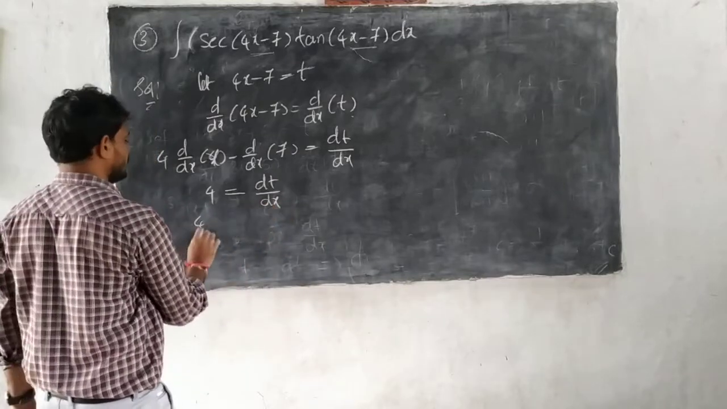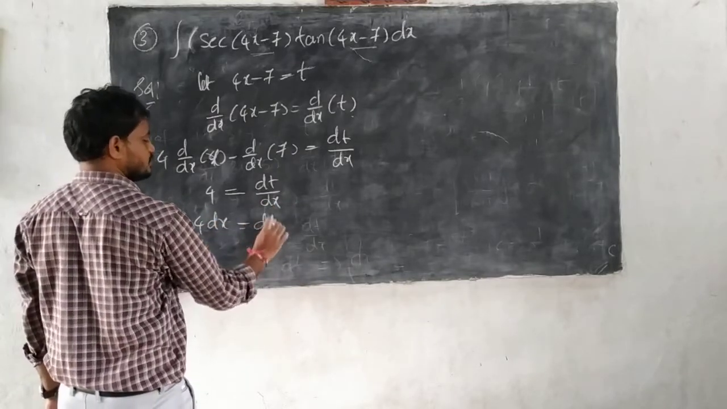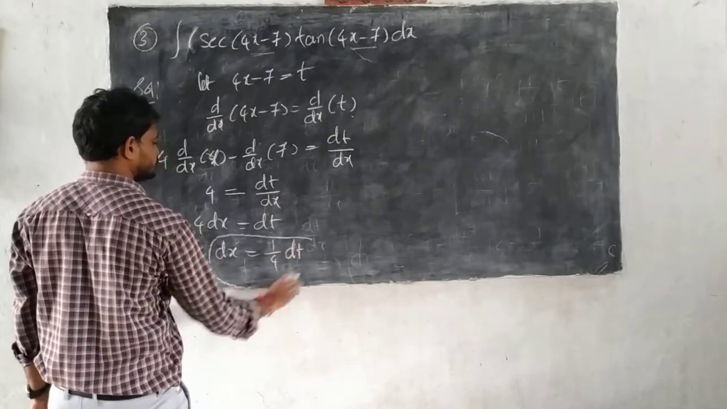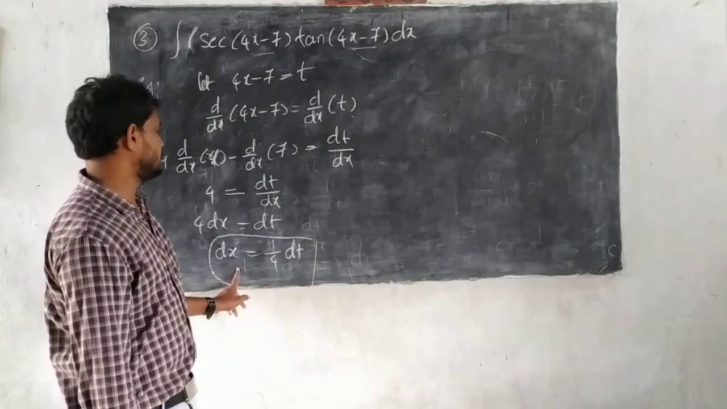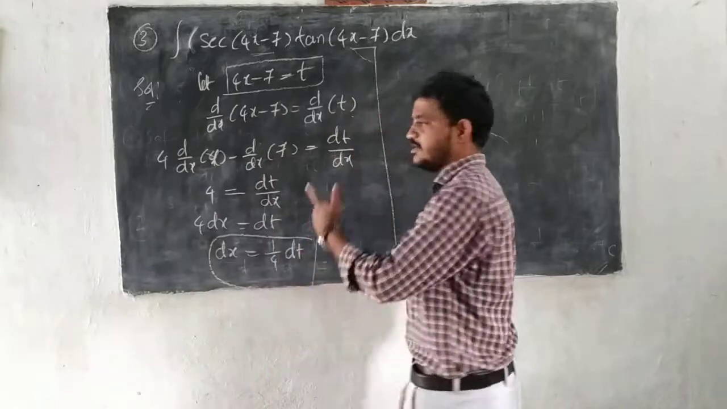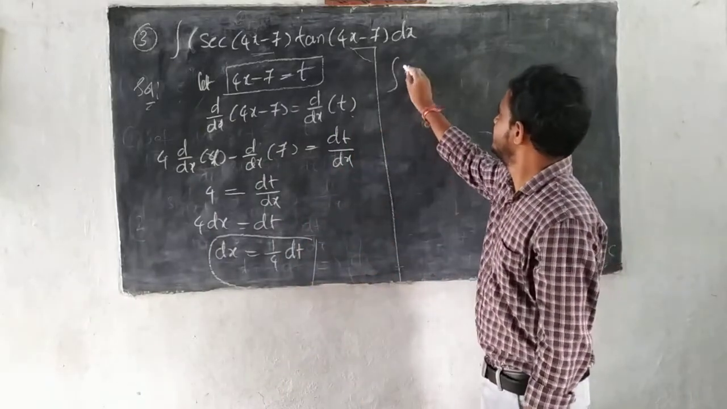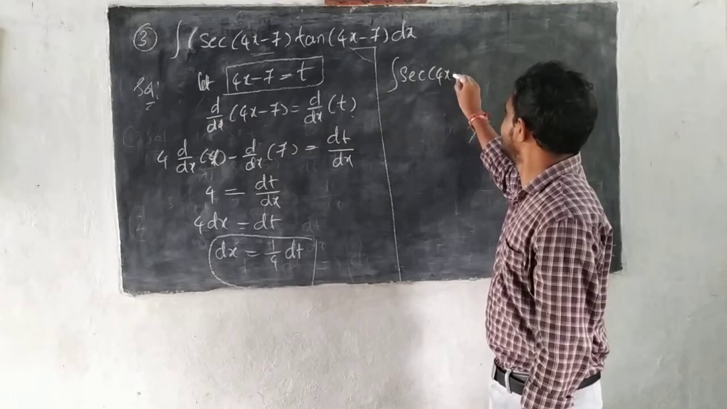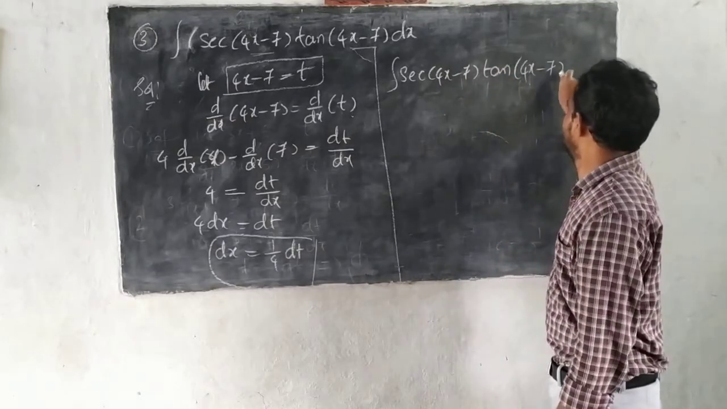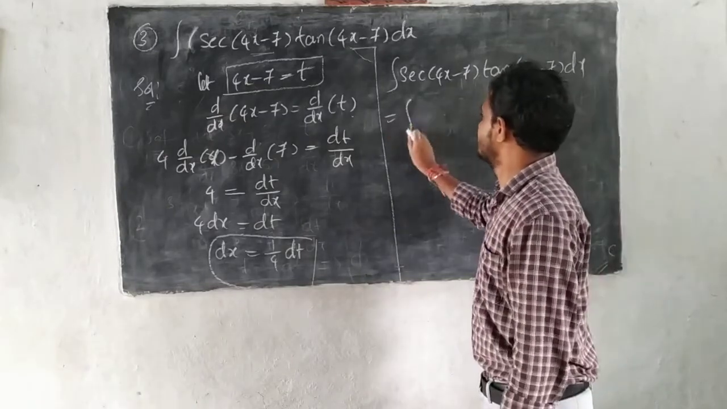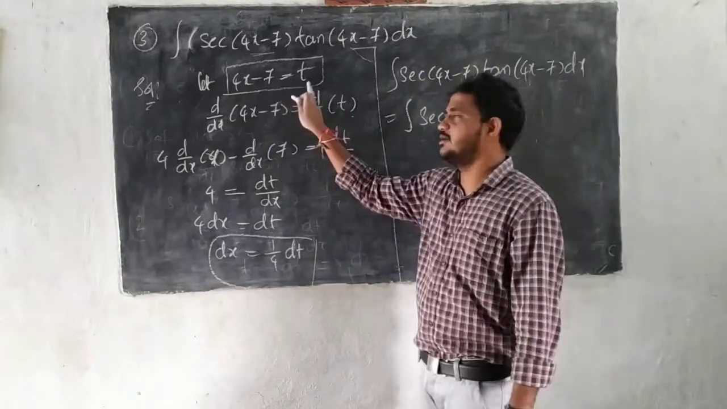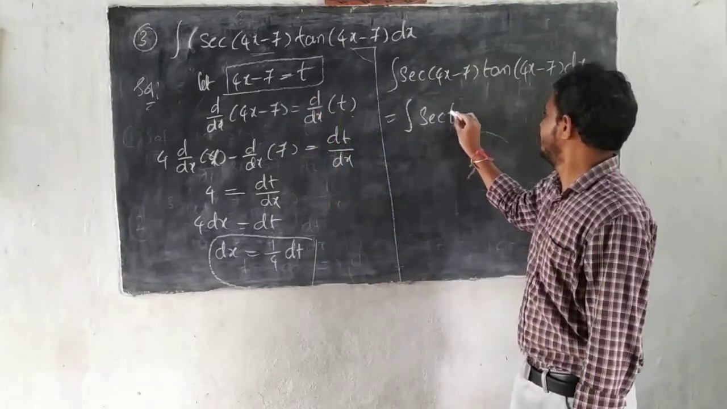Then take this dx to the LHS: 4 into dx equals dt. From that, dx equals 1 by 4 into dt. Then substitute the dx value and the 4x minus 7 value in the given function. What is the given function? Integration of secant of 4x minus 7 into tan of 4x minus 7 into dx. Substitute the values here. What is the 4x minus 7 value here? t. So you will get secant t.